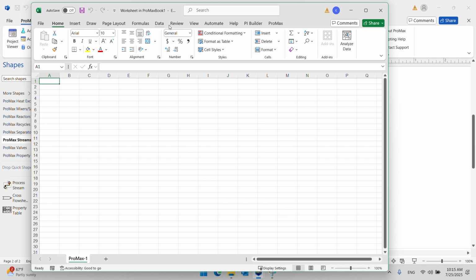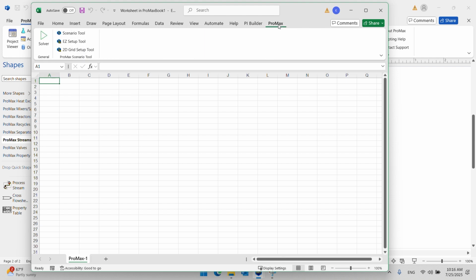At the upper portion, you can see you have the usual Excel options, but you also have this ProMax tab. And what's important for us is the scenario tool. And that's what we are going to use in a minute.